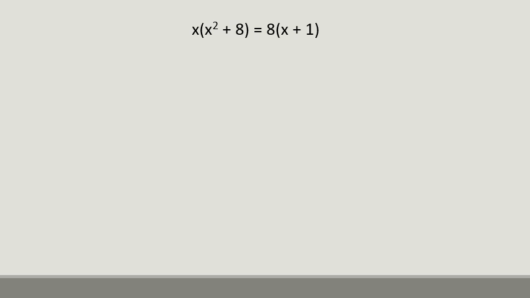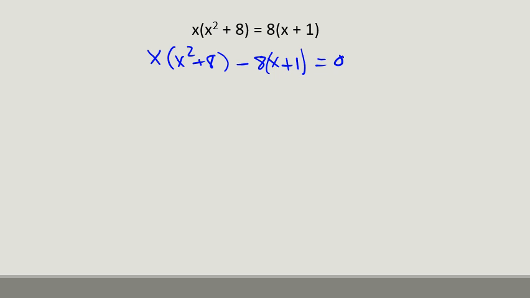Right. In this case, this is factored, but not really. I've got both sides factored, but when I set them equal to 0, I get x times (x squared plus 8), and I subtract this whole thing, minus 8 times (x plus 1), equal to 0. Notice that it's a subtraction in here, so it's not factored.